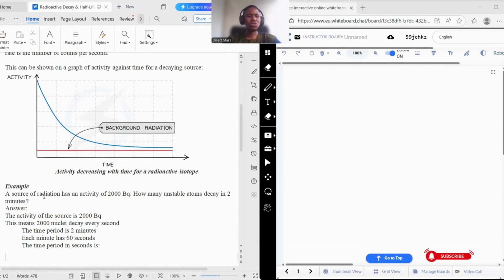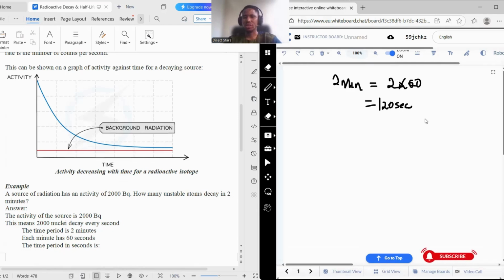Example: a source of radiation has an activity of 2000 becquerel. How many unstable atoms decay in 2 minutes? What does that mean? We need to understand that the count rate, the activity, or the becquerel is decay per second. That is, we need to solve it in seconds. So the first thing we need to do is change 2 minutes to seconds. 60 seconds make 1 minute, so that is 2 times 60, which is 120 seconds.